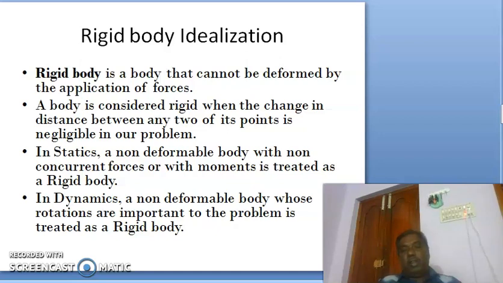Rigid body idealization. A body can sometimes be termed as a rigid body.